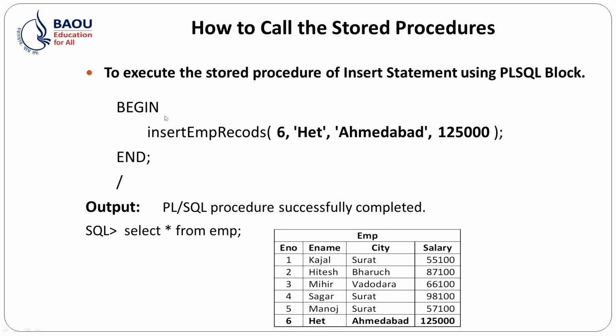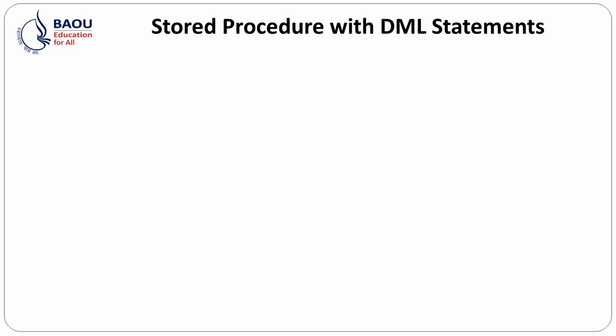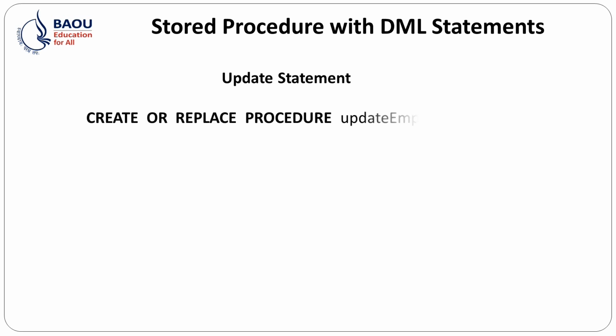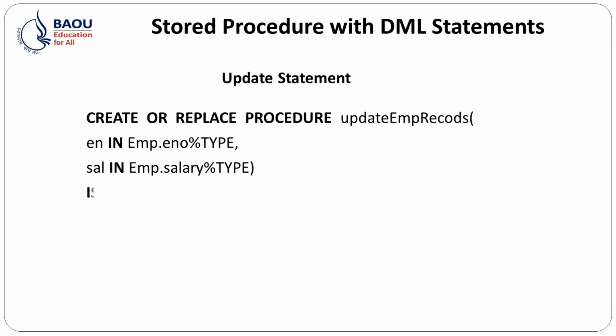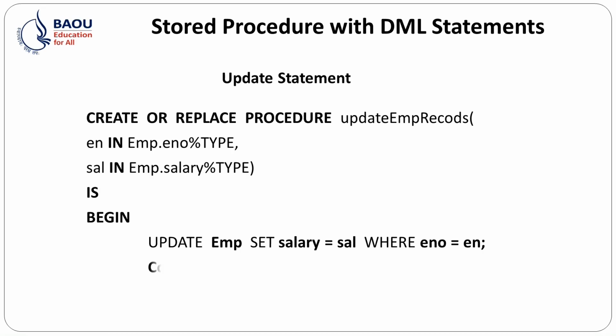So the procedure is called using a PL/SQL block like this. Now we create the procedure using an update statement and update the record of the employee table. Change the salary of the employee whose employee number is passed by the user. We will create the stored procedure which will use two IN parameters, such as employee number and salary, for passing the value through the calling procedure, and update the salary field based on a provided employee number.